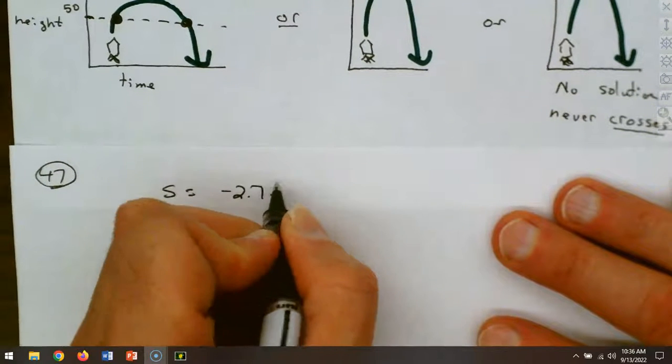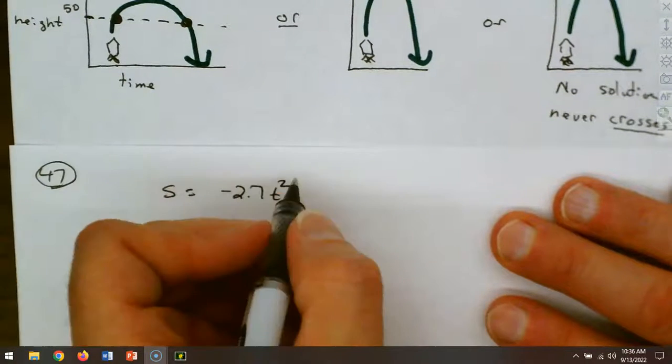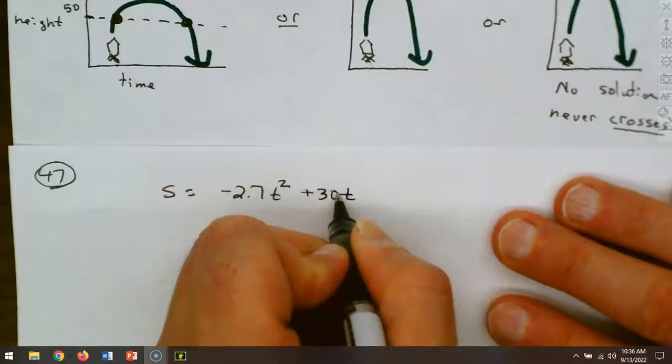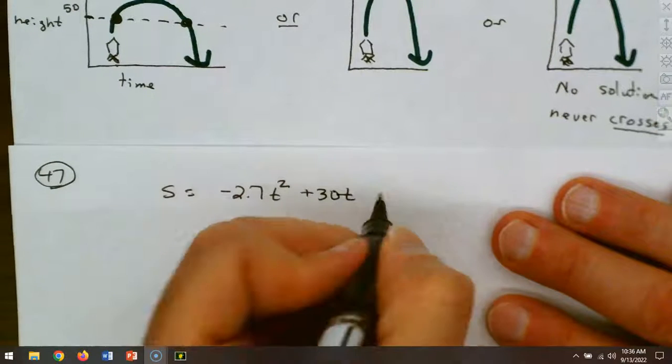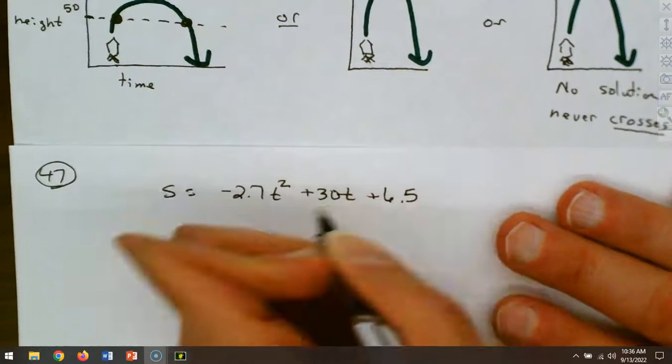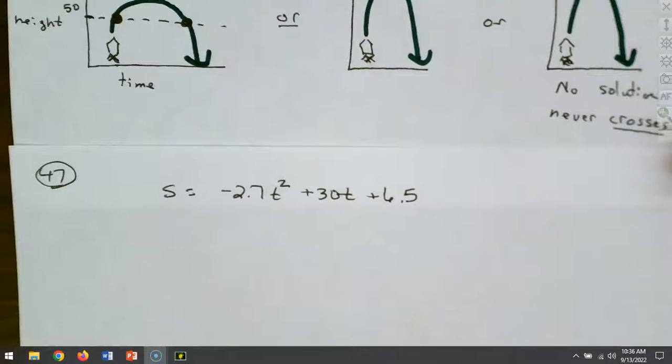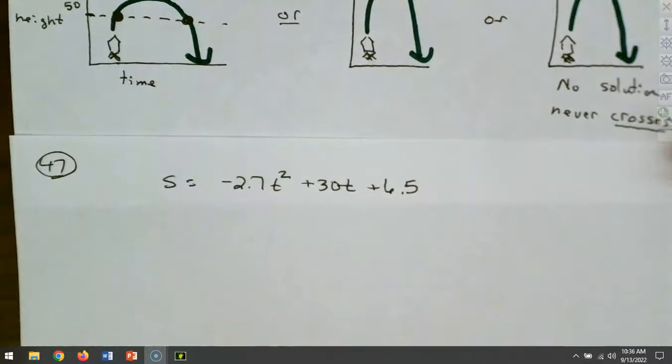So t squared plus 30t plus 6.5. So here's our equation. And you can read through it, but what we're mainly concerned about is the equation and what the pieces represent.